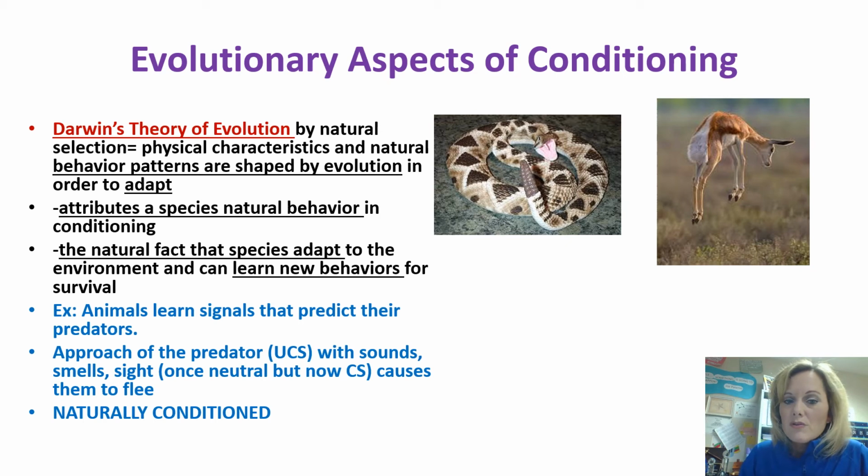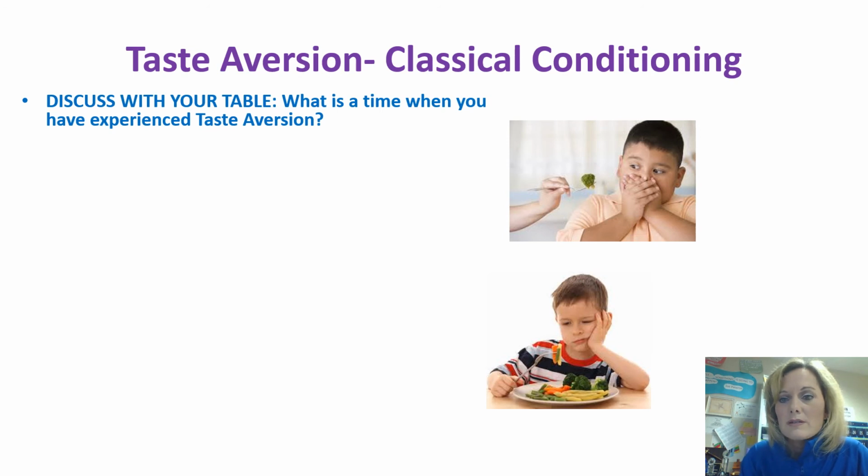So the approach of the predator is your unconditioned stimulus, with the sounds and smell, which once were neutral. Okay, so maybe the rustling of leaves before would have been a neutral stimulus. It wouldn't have meant that a predator is coming, but now it's paired with a predator. The sound of it now becomes a conditioned stimulus, and that causes them to flee. And this naturally occurs in conditioning, and we have that as an evolutionary aspect of every organism. Now, classical conditioning was then continued with John Garcia.